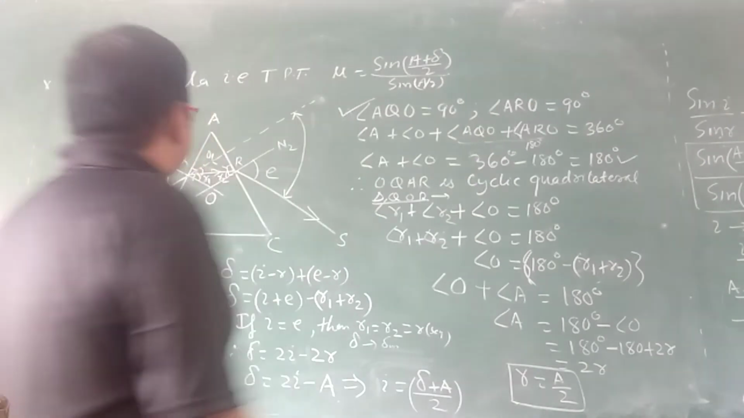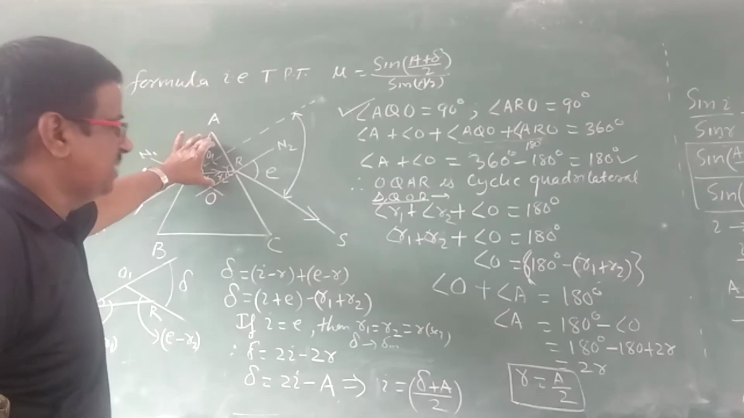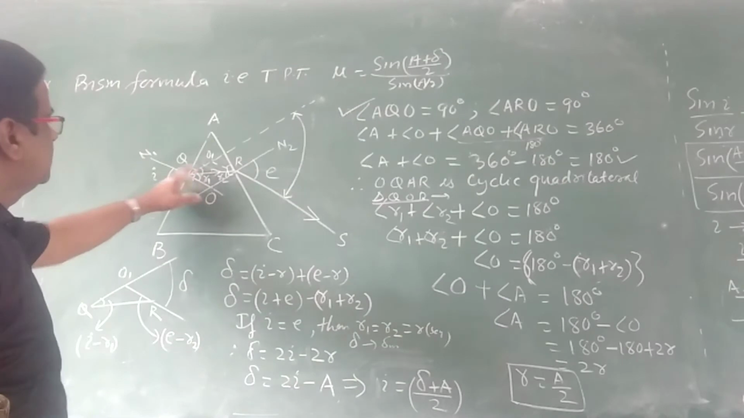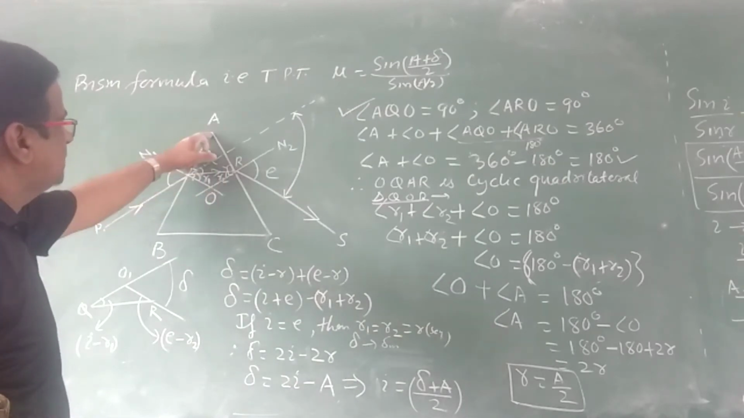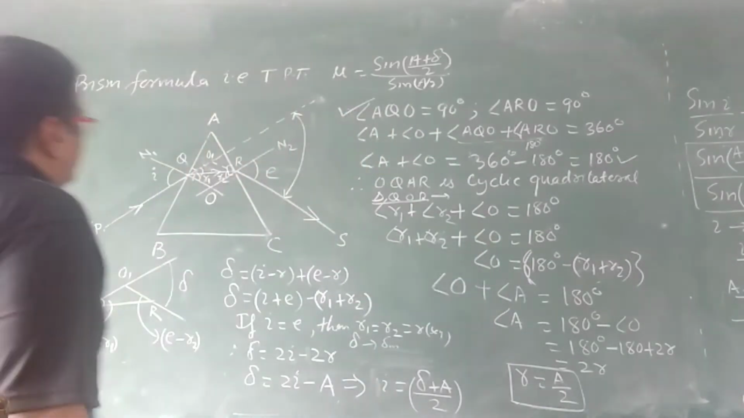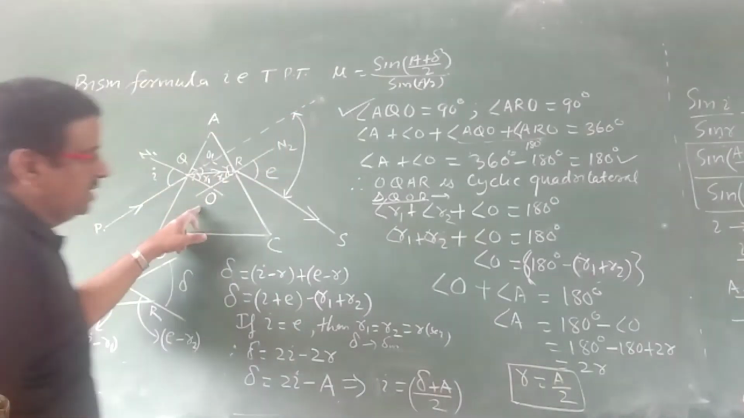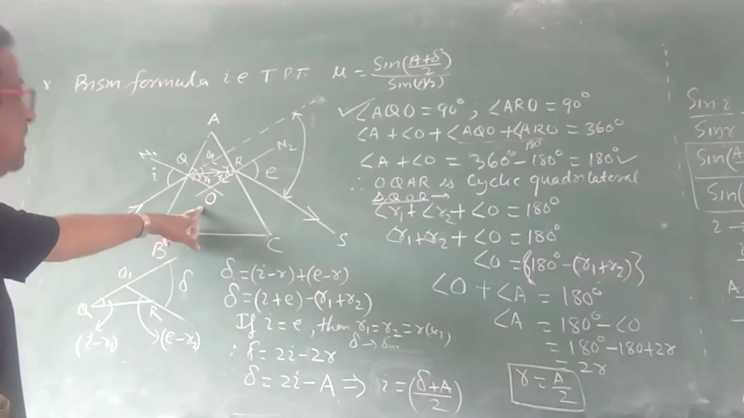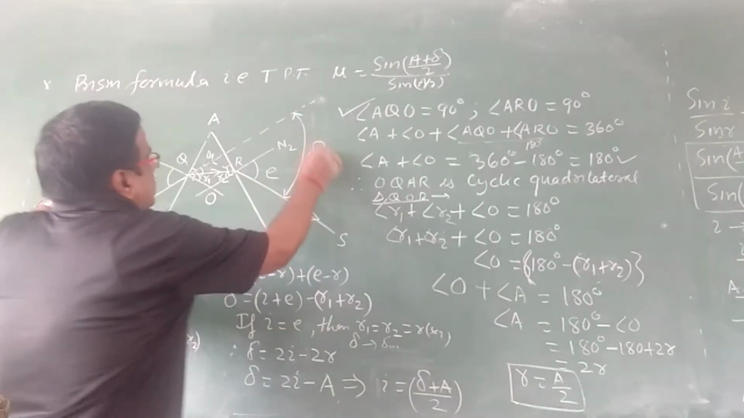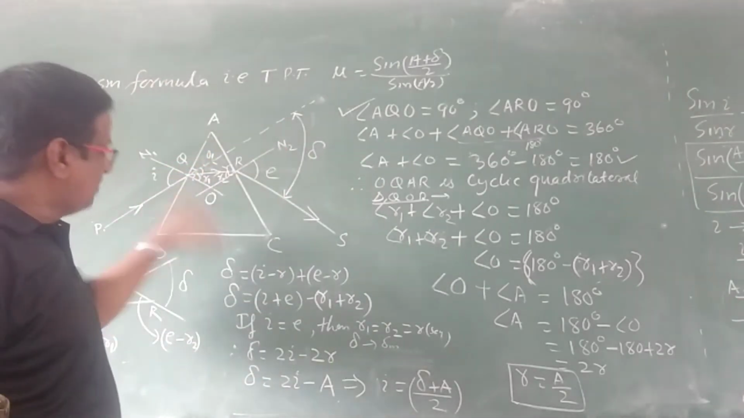So now come to this: angle O plus angle A is equal to 180 degrees. We have used the situation that these two have 180 degrees. So what will be the value of A? The value of A will be 180 minus angle O. Now we are considering this deviation, here it is deviation delta, and this deviation should be minimum.